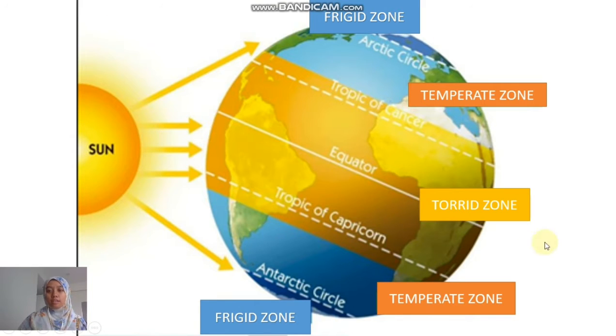The first one is the Torrid Zone. This is the nearest area to the equator, which will get the most sunlight. Secondly, we have the Temperate Zone, so the Northern Temperate Zone and also the Southern Temperate Zone. This is a medium climate zone where it receives less sun compared to the Torrid Zone. And the third type of climatic zone is the Frigid Zone, which is at the North Pole and also the South Pole.